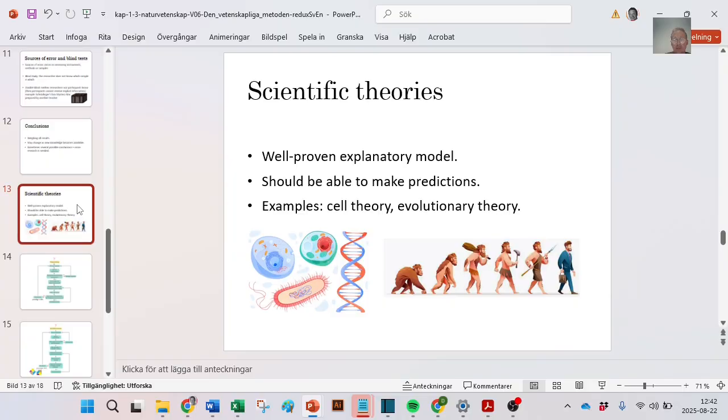And when we come to evolutionary theory and cell theory, there are many experiments that have been made that all fit into the same theory, for the theory to be called a theory, for the theory to hold. And the theory should also be able to make predictions, that if evolution works like this, then our simulation program should give these results. And it should be coherent and understandable. The cell theory, the evolutionary theory, and also the theory of gravity, how objects fall to the earth.